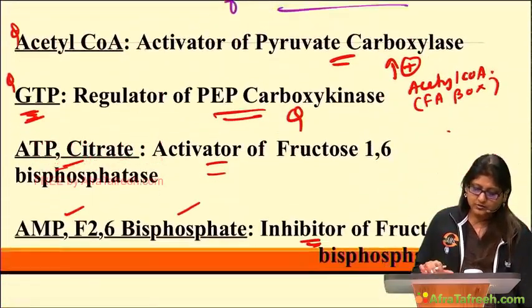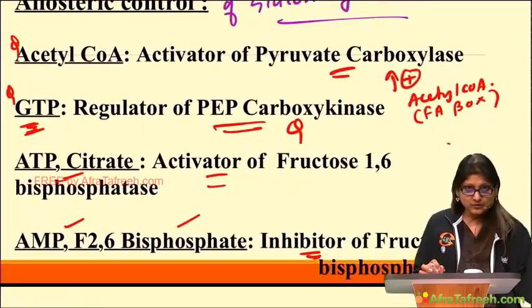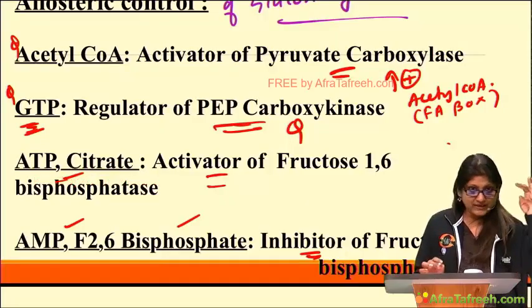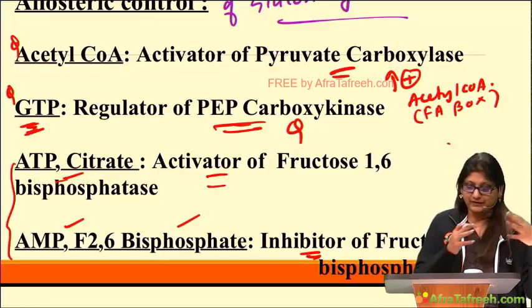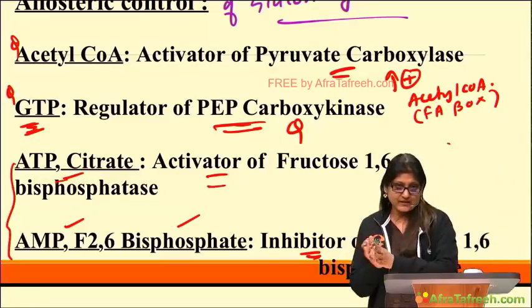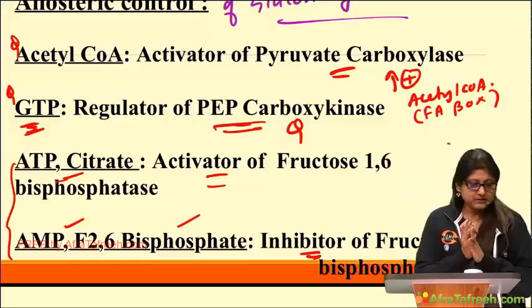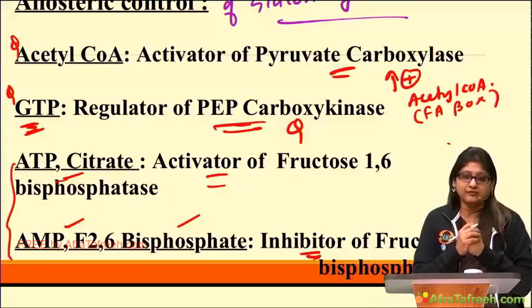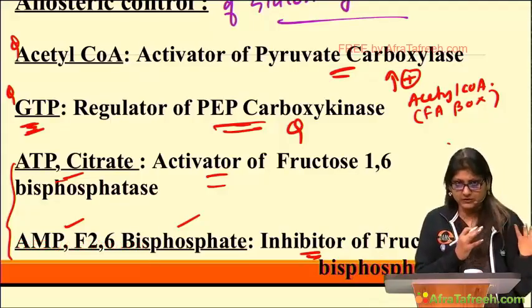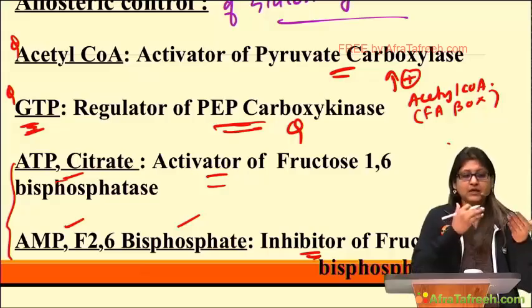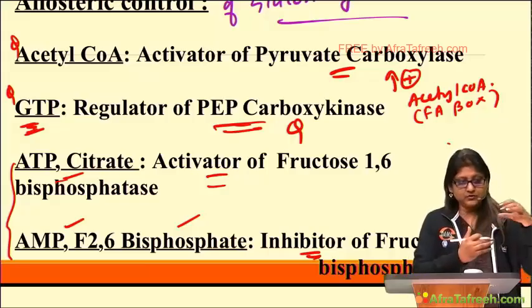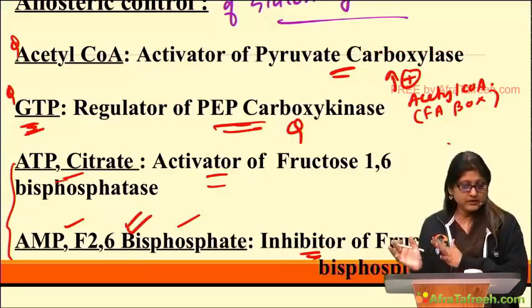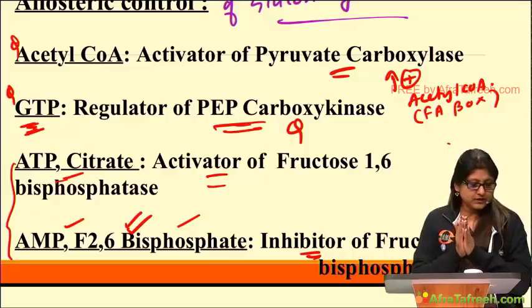Coming to allosteric control, these are various allosteric controls. Acetyl-CoA for pyruvate carboxylase, GTP acting as allosteric control for PEP carboxykinase, and ATP citrate, and this story I've told you. Whatever is positive for PFK1 is negative for fructose 1,6-bisphosphatase. Insulin is going to inhibit fructose 1,6-bisphosphatase. It is very logical to understand, because fructose 1,6-bisphosphatase is the gluconeogenic enzyme. Insulin is going to increase fructose 2,6-bisphosphate level, and thus decrease the activity of fructose 1,6-bisphosphatase.